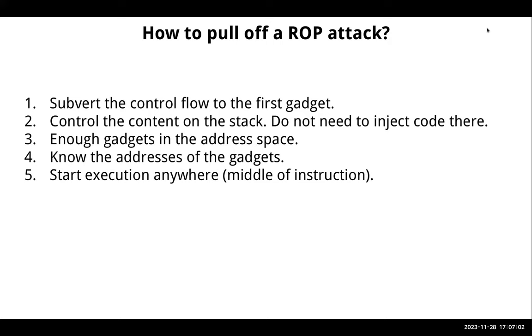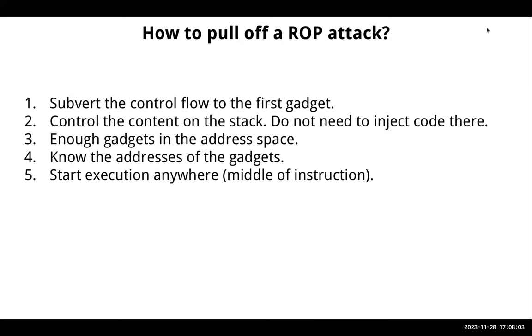So the attacker first needs to subvert the control flow to the very first gadget. In our example, the attacker still needs to overflow the return address. That's the very first time the attacker subverts the control flow. Also, the attacker needs to control the content on the stack. They don't need to inject code anywhere, but still, they need to control the stack. In the ROP 2 example I just gave you, your homework, you don't control the original stack, but you still need to control another stack somewhere else. Also, you need to have enough gadgets in the address space that you can chain them together. You also need to know the address of those gadgets.